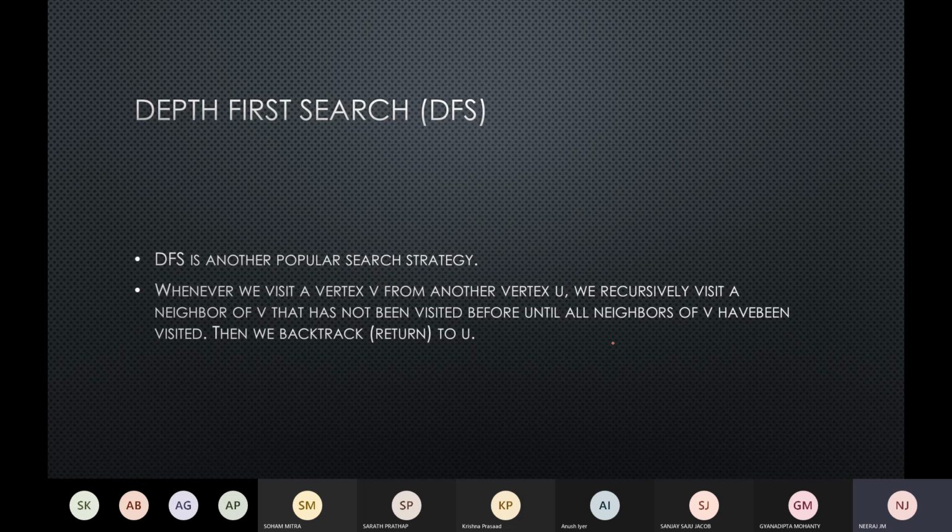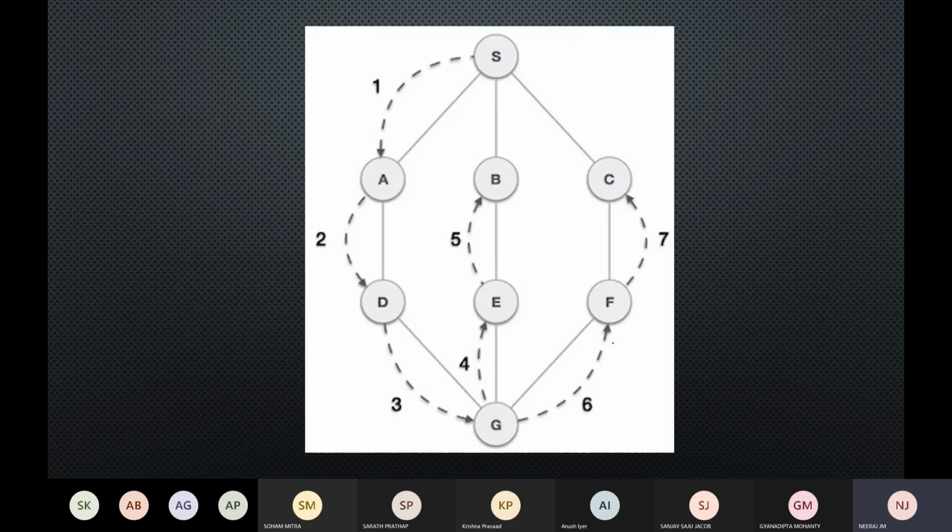And then we backtrack and return to U. Now, what does that mean? I'll take this example and show you. So this is your graph. Simple. This is your start vertex U. Consider it as S now, start state and goal state.